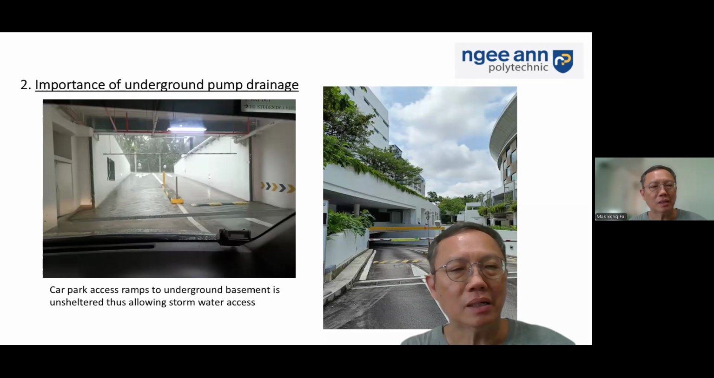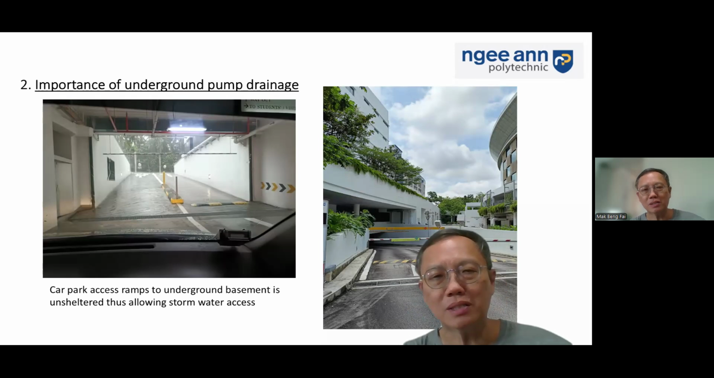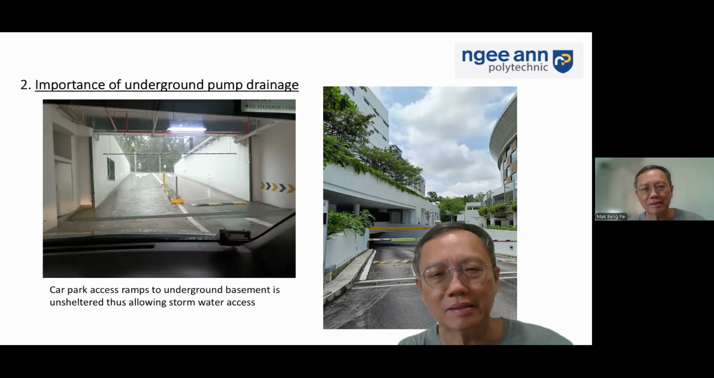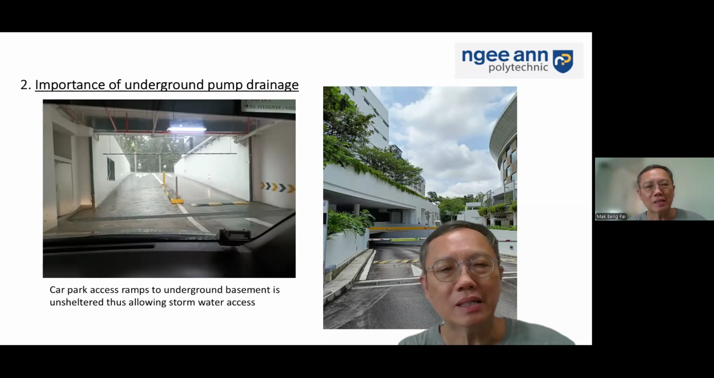Just for example, these are some of the basement car parks we're looking at. Now you see all these ramp downs or access, these are exposed to the weather, exposed to the sky. Same as this one, the second photo is actually taken at Nian. So you can see that this is the ideal place for water to go in and potentially flood the basement.